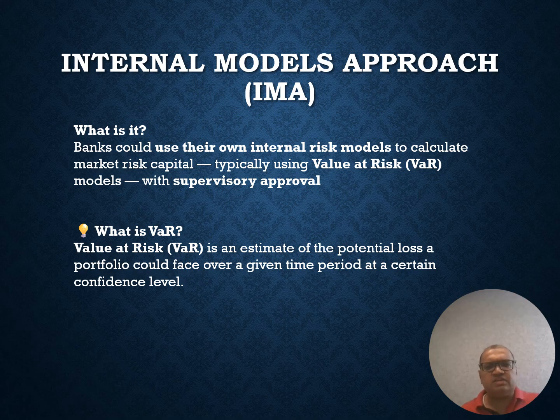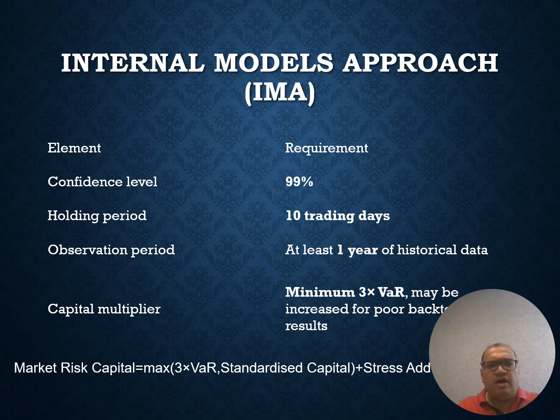In this case, as we see in the next slide, the VAR is taken over a 10-day trading period, at 99% probability. Whatever you calculate, you multiply by 3. And banks are supposed to back test it, to check whether it is robust and whether that is actually how they are calculating. If they feel the risk is more, they can even multiply by 4 or 5. 3 is the minimum standard that was required.